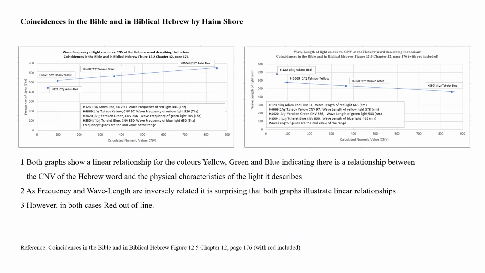Key points. 1. Both graphs show a linear relationship for the colors yellow, green, and blue, indicating there is a relationship between the calculated numerical value of the Hebrew word and the physical characteristics of the light it describes. 2. As frequency and wavelength are inversely related, it is surprising that both graphs illustrate linear relationships. 3. However, in both cases, red is out of line.